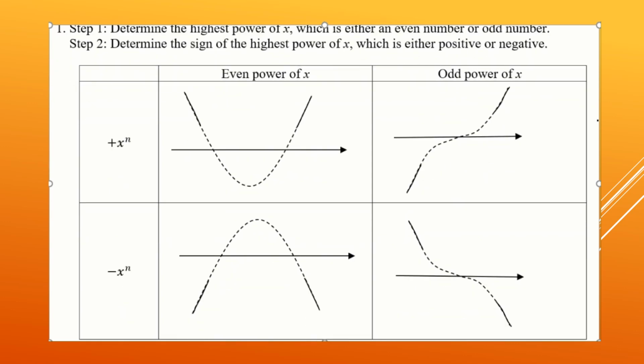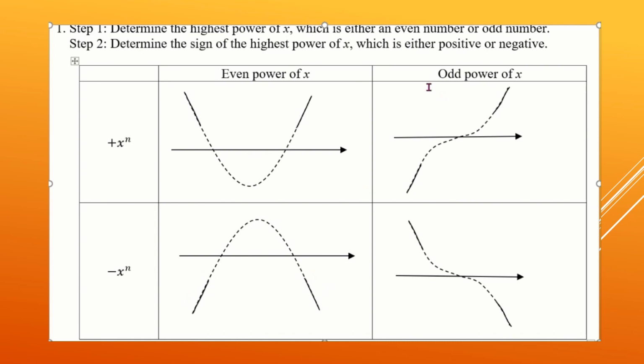Now we look at this table. If the highest power of the function is an even number and it is positive, then basically the shape of the curve is a U shape. And if it is negative, basically the shape of the curve is an N shape.